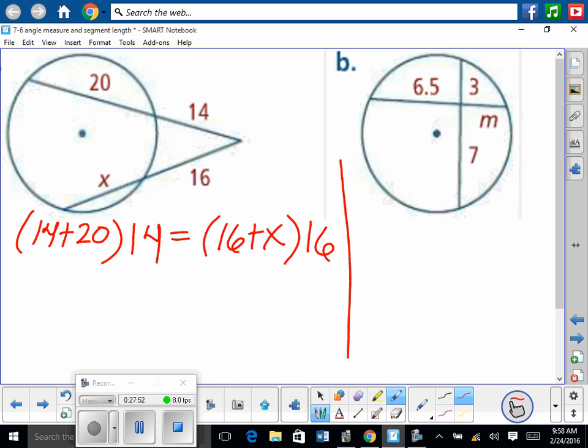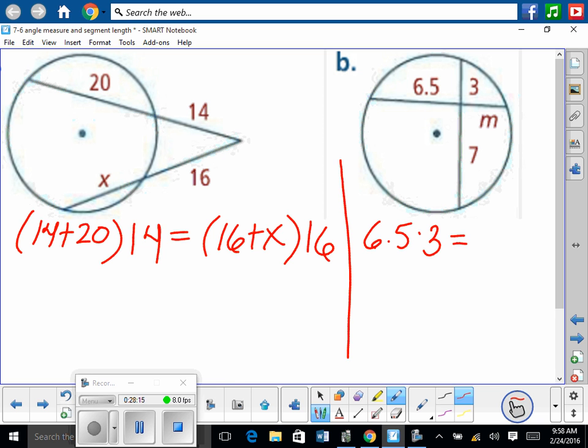So then from here, do we have an angle on the outside of the circle? No, right? This is an angle formed on the inside of the circle. So finding segment length with this one would be what? 6.5 times 3. A times B equals C times D. So 6.5 times 3 will be equal to, oh wait.